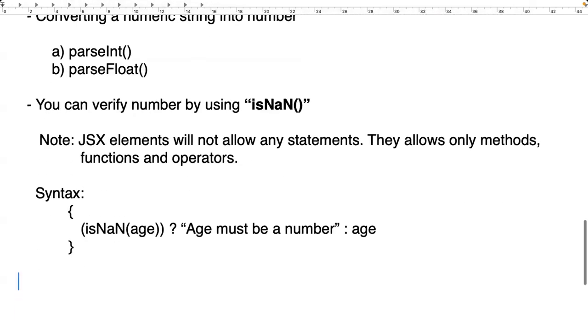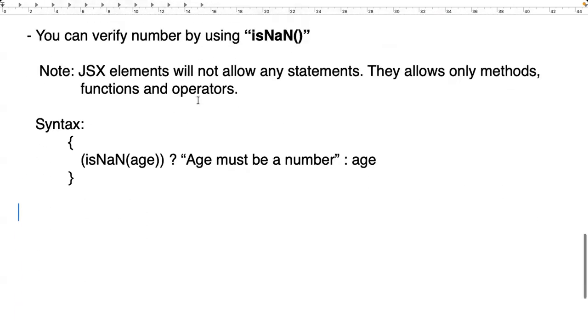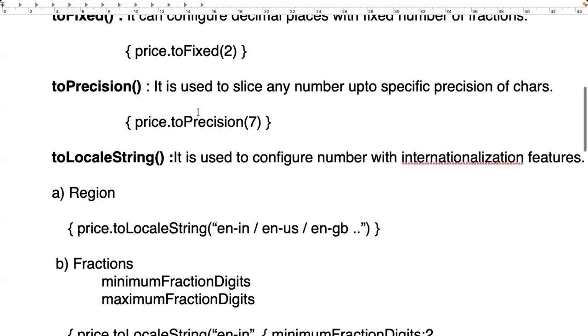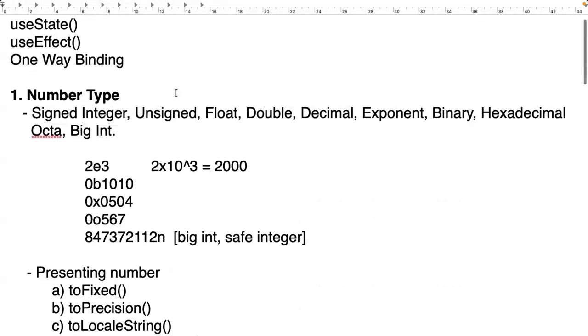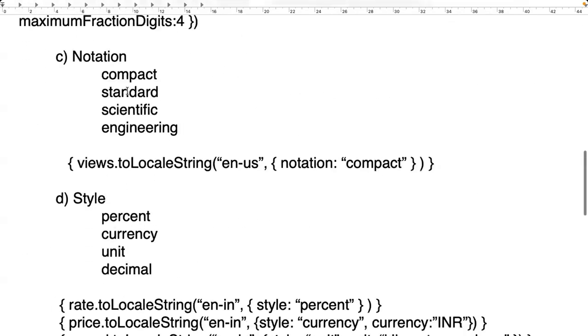I hope you are clear. These are all number related concepts. While working with numbers, these are the general things people know in JavaScript. And the same thing works in React. I haven't given any new concept. These are all JavaScript number concepts. Only a few additional things you have seen. Like we cannot write statements. We have to use operators, functions, and methods for that. Okay. Later you will see other concepts.